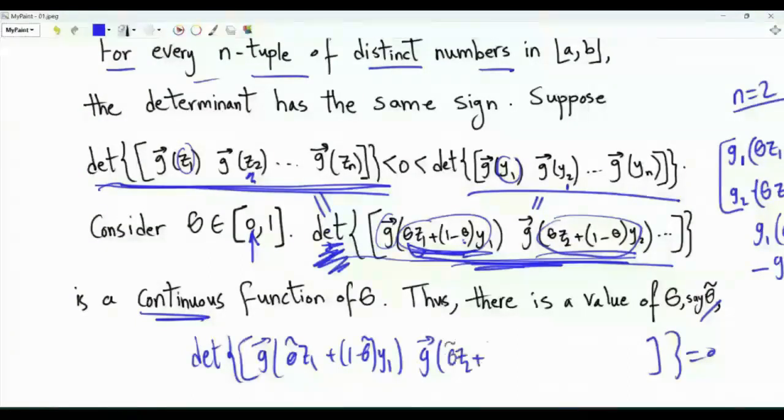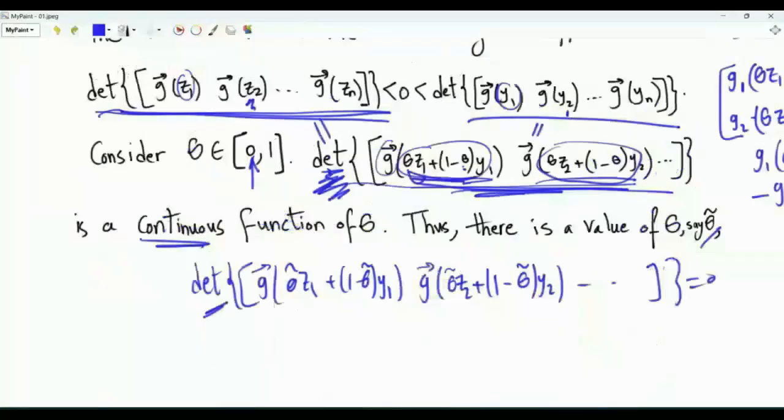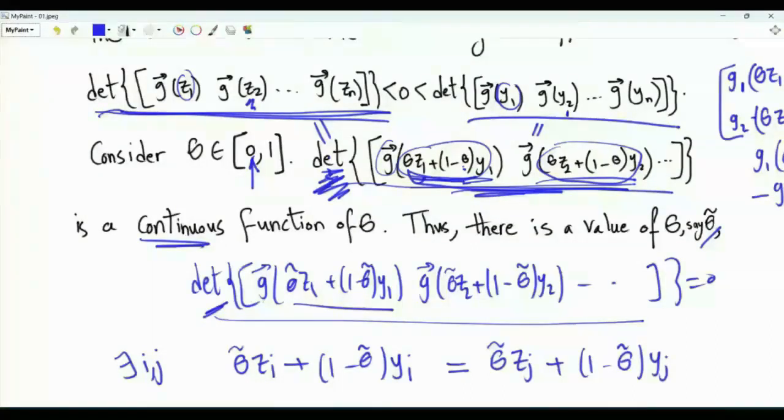We are assuming that our functions obey the Haar condition. So what is the implication? How can the determinant be equal to 0? Recall that the Haar condition tells us that if we choose distinct points in the set big X in ascending order, then the determinant should be non-zero. The matrix should be non-singular. Now, when theta is equal to theta tilde, this determinant is equal to 0, and the g functions obey the Haar condition. The conclusion is that there exist distinct i and j in the set 1, 2, 3, all the way to n, such that theta tilde zi plus 1 minus theta tilde yi is equal to theta tilde zj plus 1 minus theta tilde yj.